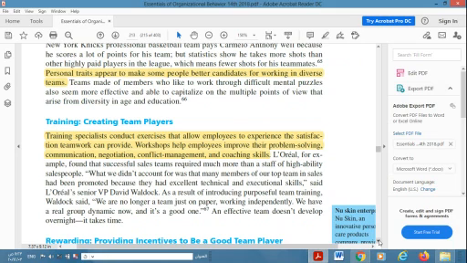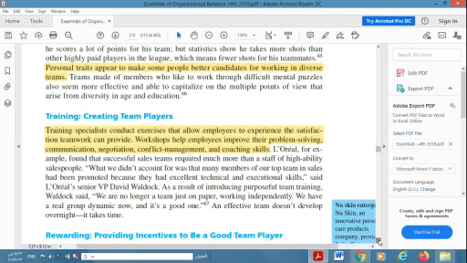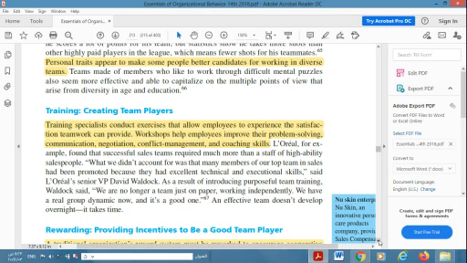Okay, next step, training, creating team players. One of the most important mechanisms to enhance and improve members' abilities and skills is to train them. Okay, so we will do hiring, and on that basis we will also do improving and enhancements; we will train them to improve their abilities and skills according to what we need within this team. So training specialists conduct exercises that allow employees to experience the satisfaction teamwork can provide. Workshops help employees improve their problem solving, communication, negotiation, conflict management and coaching skills.